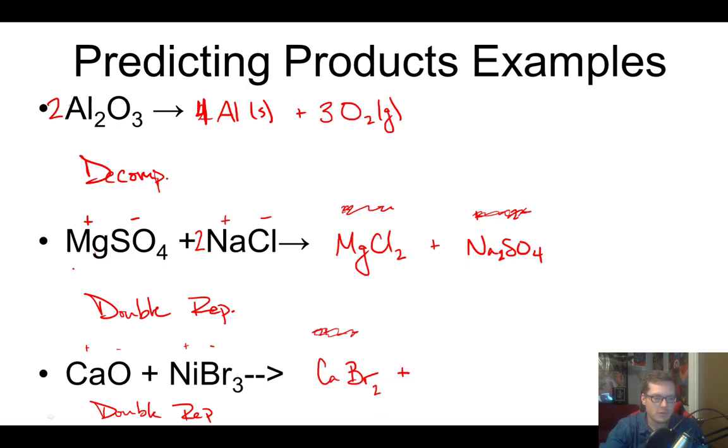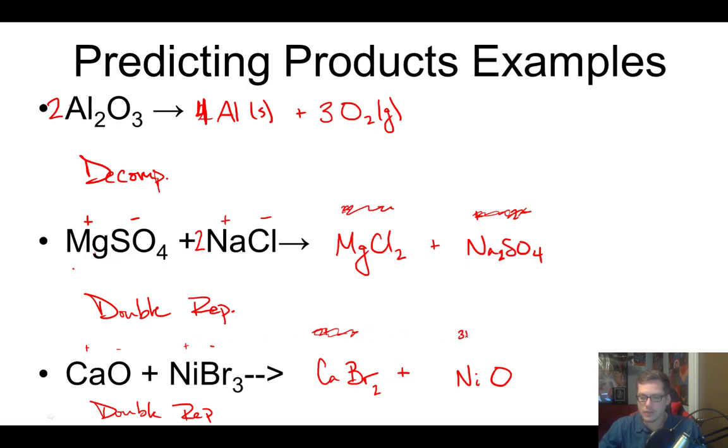And then for the next one, we're going to combine the nickel with the oxygen. Now, this one's a little bit more complicated. We got to think about our charges here. Nickel is a transition metal, and remember, transition metals can change their charges. So the only way to determine what the charge on that nickel would be is by looking at what it was attached to over here. There's 3 bromines. Each bromine is -1. So that means our nickel had to have been 3 plus.